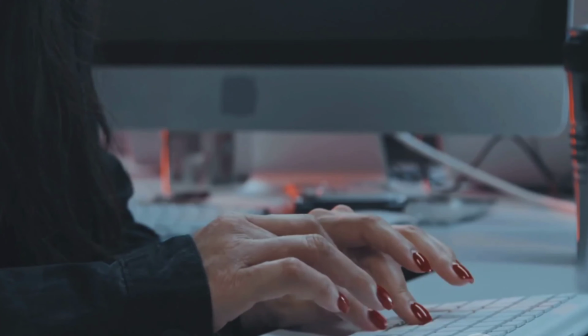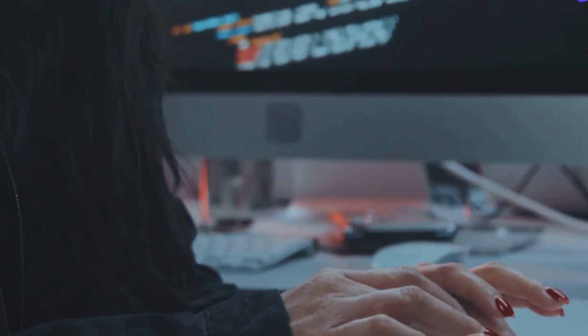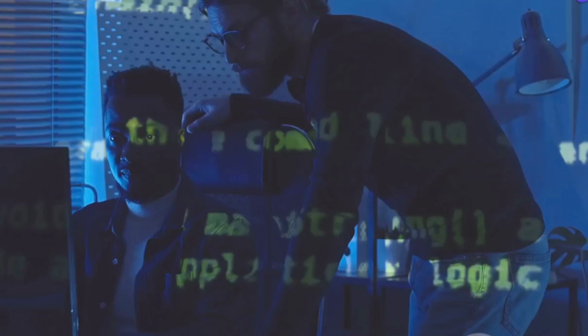Aspiring ethical hackers should focus on continuous learning and skill development. The field of cybersecurity is constantly evolving, requiring individuals to stay abreast of the latest threats, vulnerabilities, and mitigation techniques. By investing in their education and training, ethical hackers can remain at the forefront of this ever-changing landscape.